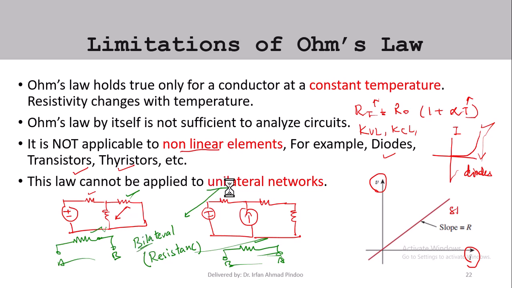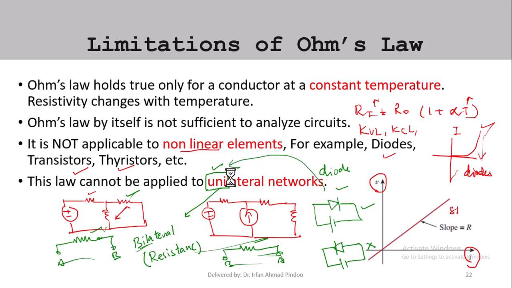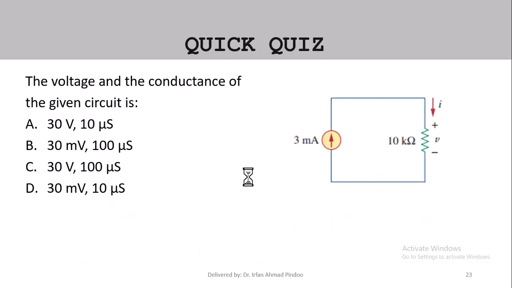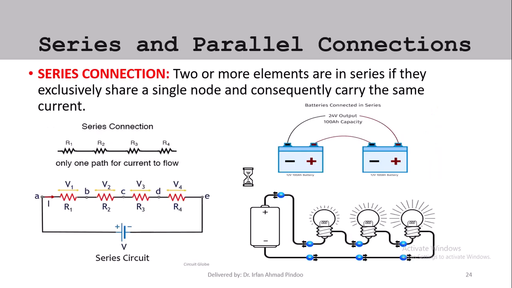Now unilateral means they will conduct in only one way. Its example is again what? Diode. If we have a diode and you provide a voltage in this way, it is forward bias, so it will conduct. But if you connect this diode in a reverse way and again provide a voltage, here it will not conduct. So it is a unilateral network. Whenever we have unilateral networks, Ohm's law will not be applicable, right? This is one simple question that you can try out by yourself.